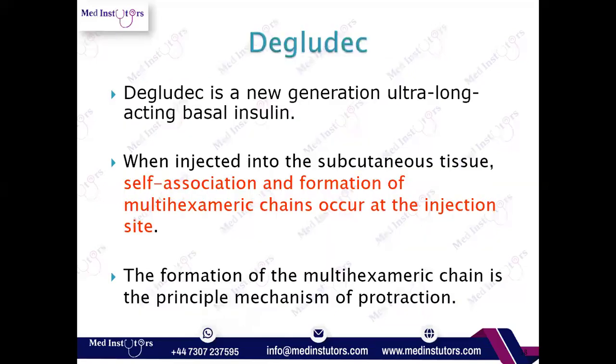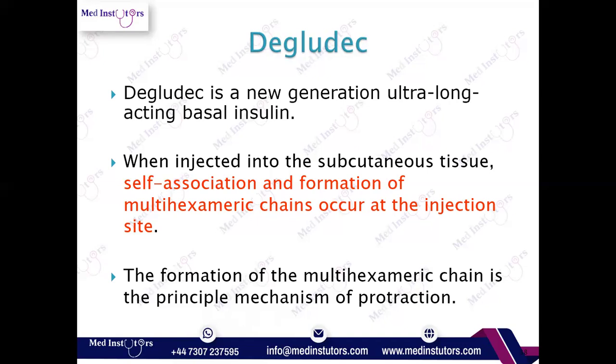Then came degludec. Degludec is a new generation ultra long-acting basal insulin. When injected into the subcutaneous tissue, self-association and formation of multi-hexameric chains occur at the injection site. The formation of the multi-hexameric chain is a principal mechanism of protraction. What is protraction? The long duration of action of degludec is attributed to this multi-hexameric chain production when it is injected subcutaneously. We will see how this is happening.